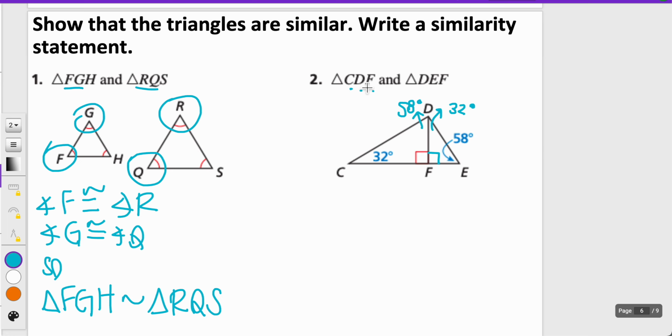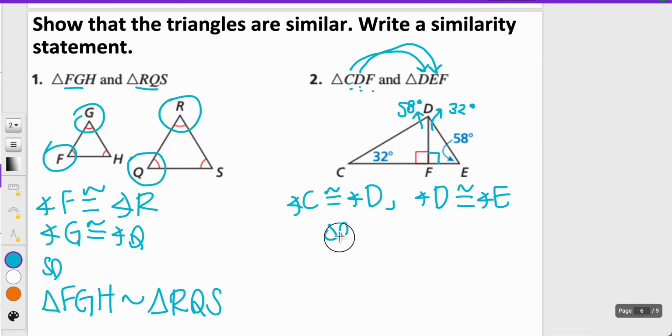So using the triangle sum theorem, we can find those missing angle measurements. And I just want to see, is CDF matching DEF? So I'm going to start with angle C. Angle C has to match angle D in that first one, and angle C does match angle D because they're both 32 degrees. And angle D, notice it's the second in line, has to match angle E. Angle D is 58 degrees in the first triangle. Angle E is also 58 degrees in the second triangle, so we can also say angle D matches angle E. So triangle CDF is similar to triangle DEF.